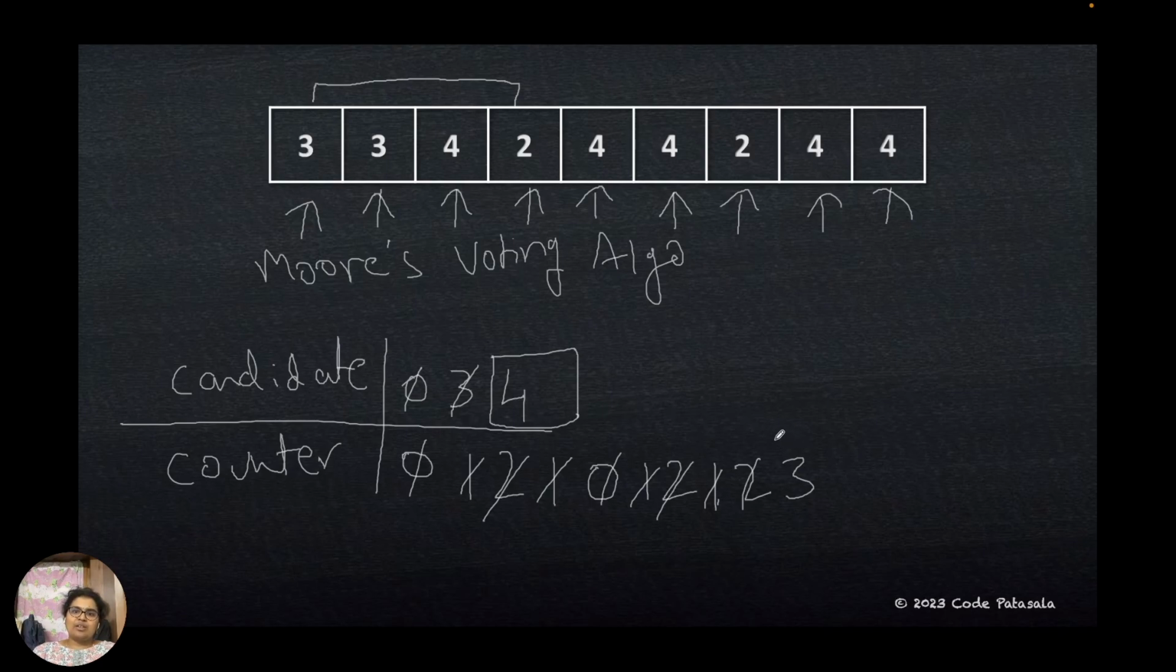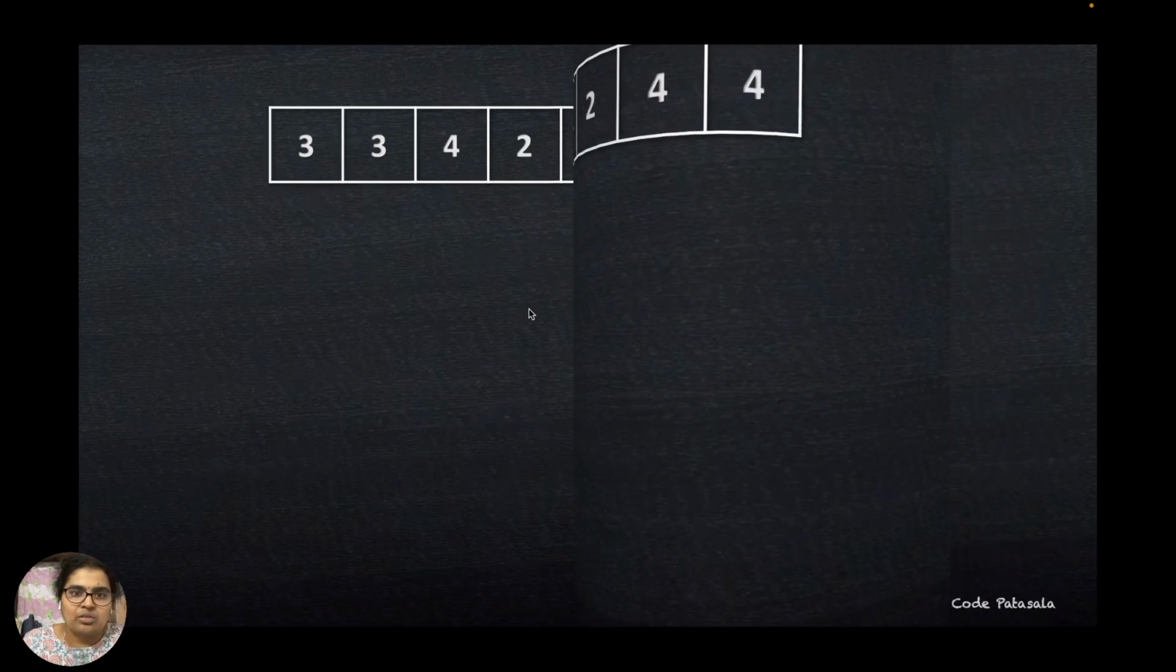The counter value may not show the size or the frequency of the majority candidate, but whatever remains in the candidate is the answer. Basically it is cancelling out all the other occurrences and only the majority element will remain. So let's look at another example using this algorithm.